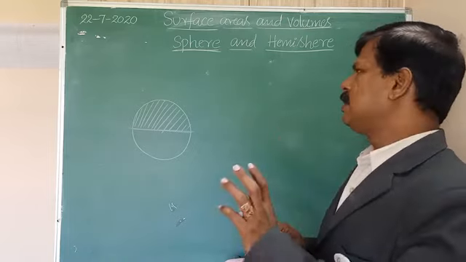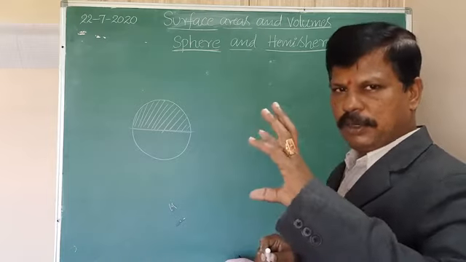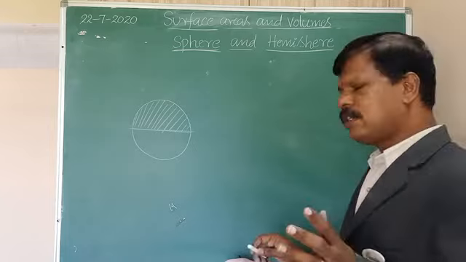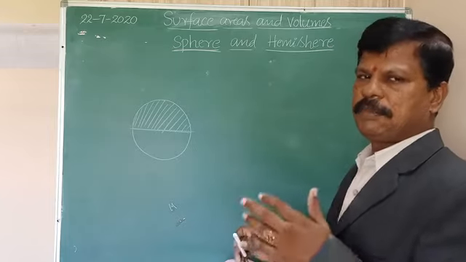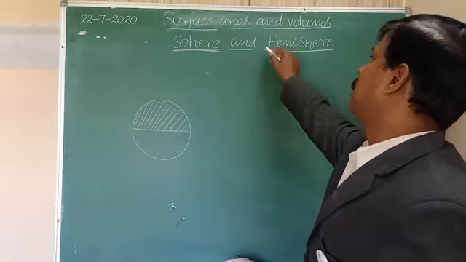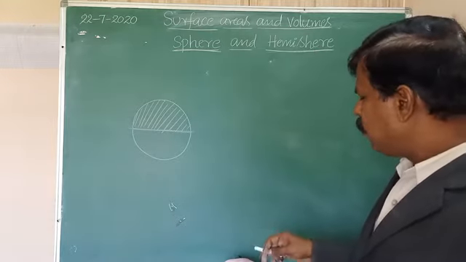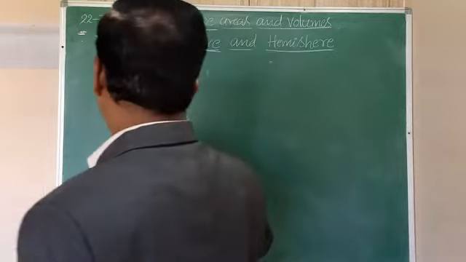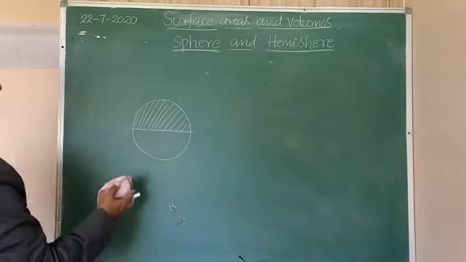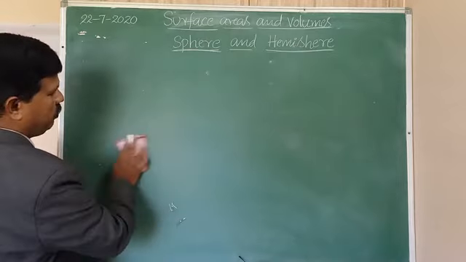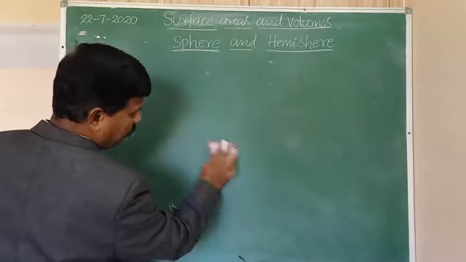Now, how to find the surface area? Here, for the sphere, the whole thing is a total surface area. There is no separate curved surface area for this, but this has a curved surface area. Now, how to find the surface area of a sphere? Okay, so for this, how to find out the surface area?